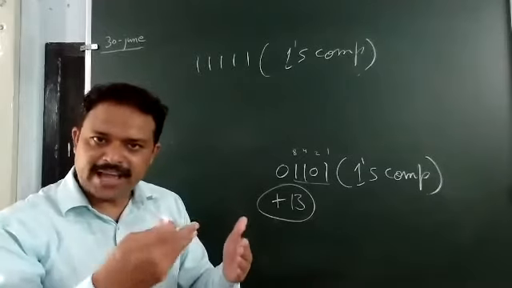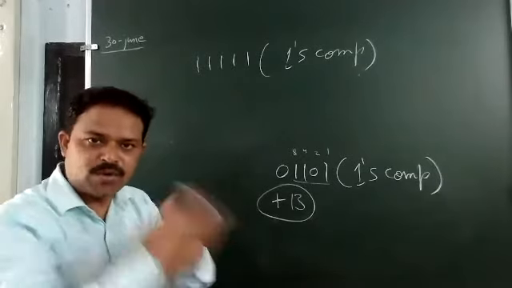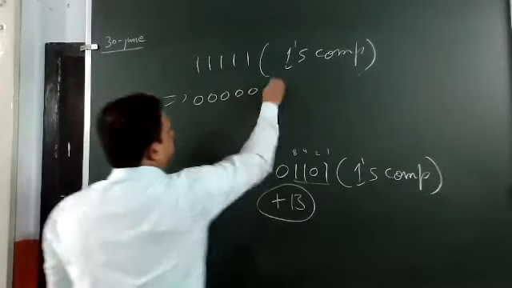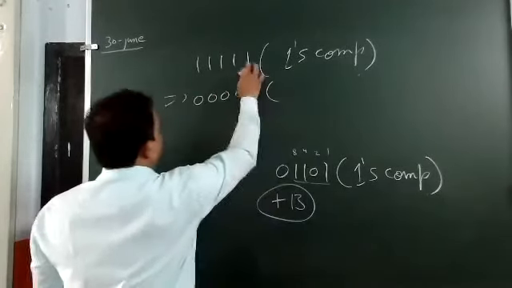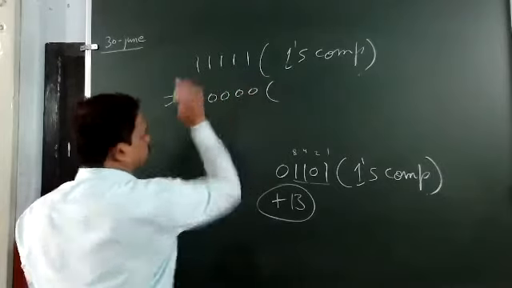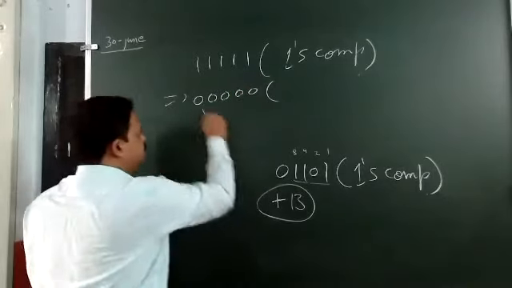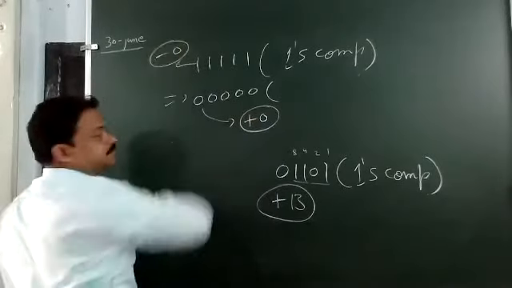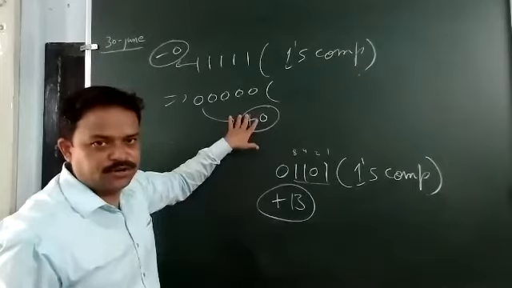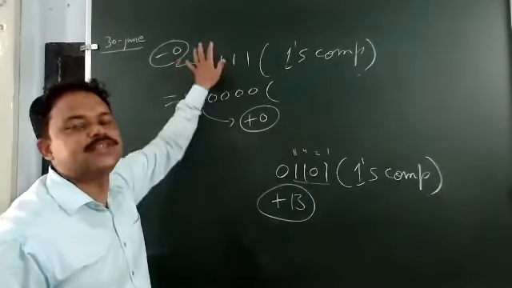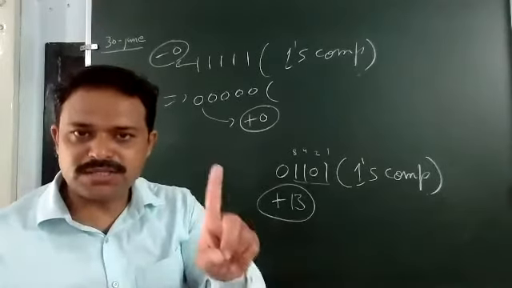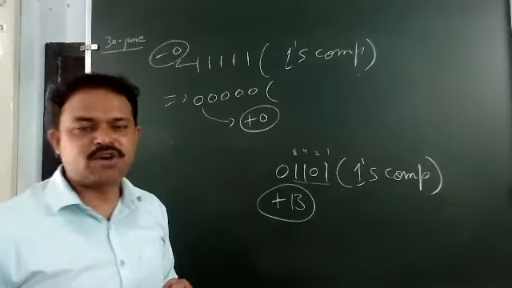Do one thing. Take one's complement again. 0, 0, 0, 0, 0. 1, 2, 3, 4, 5. All 0s means plus 0, so the original is nothing but minus 0 in one's complement form.